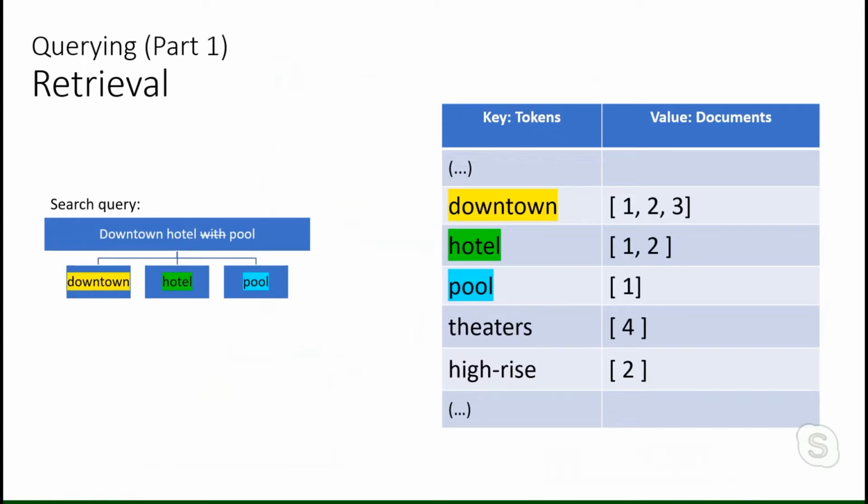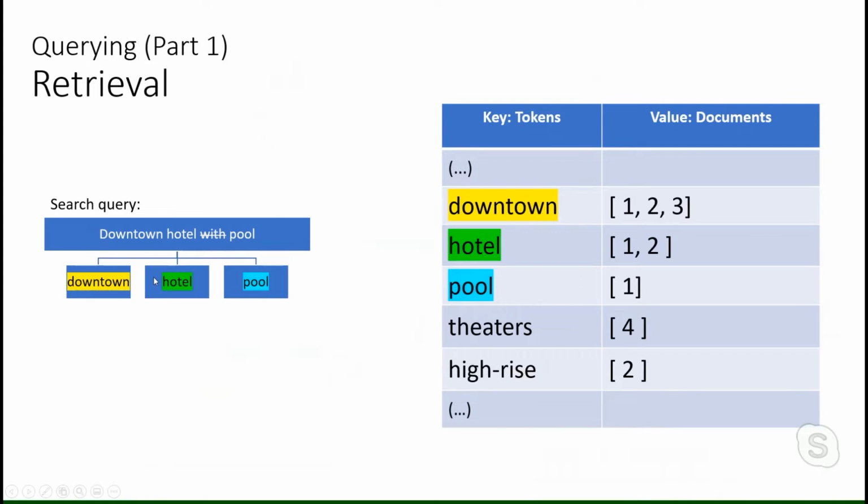At this point, let's imagine we have processed all indexed documents and we have fully created an inverted index with them. Then we receive a search query, for example, in this slide, "downtown hotel with pool." First we apply a lightweight version of the lexical analysis on the search query to extract its tokens, such as downtown, hotel, and pool.